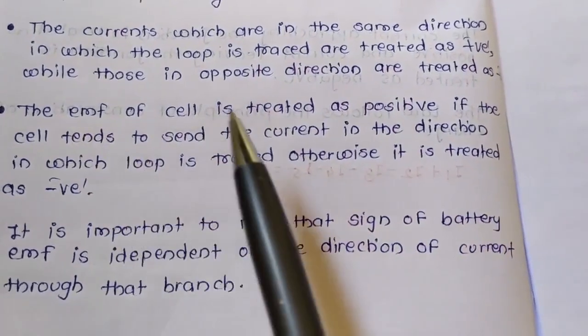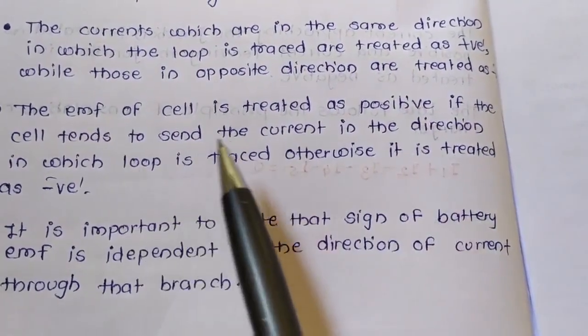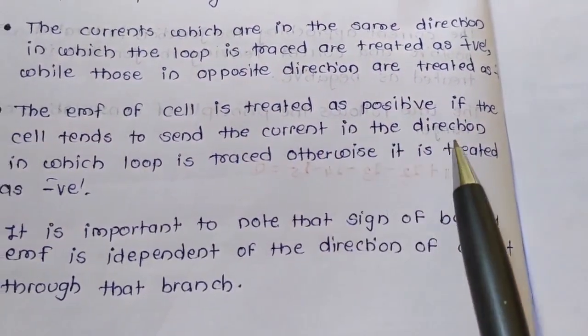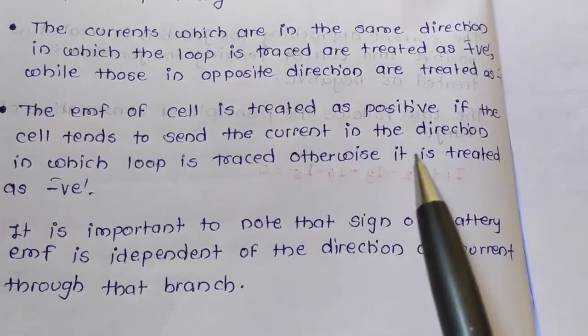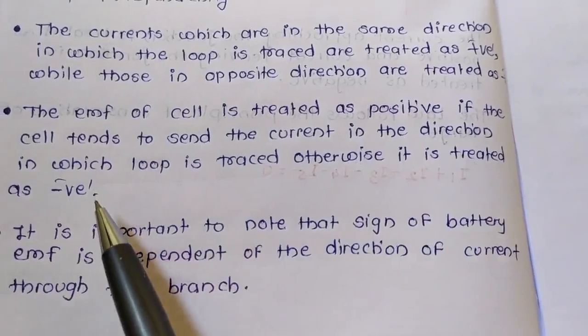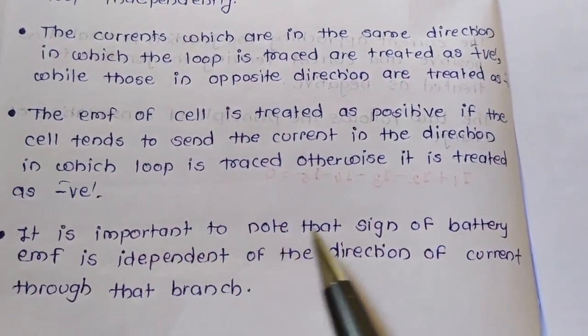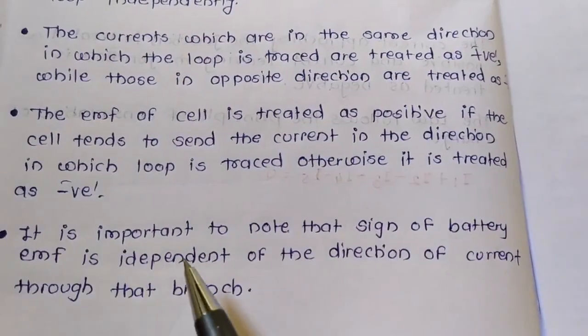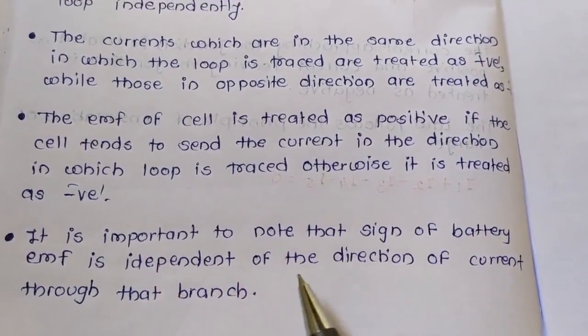The EMF of a cell is treated as positive if the cell tends to send the current in the direction in which the loop is traced. Otherwise, it is treated as negative. It is important to note that the sign of a battery EMF is independent of the direction of the current through that branch.